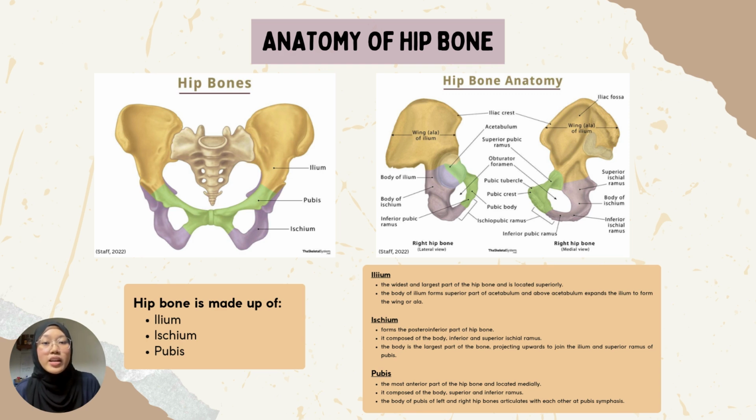Next is the pubis. It is the most anterior part and it lies medially. It consists of the superior and inferior pubic rami, and it connects both left and right sides of the hip bone at the pubic symphysis. Together, these bones contribute to the acetabulum, the socket that forms the hip joint.